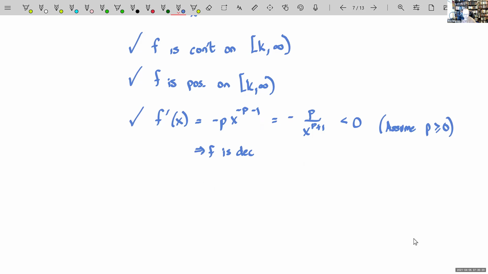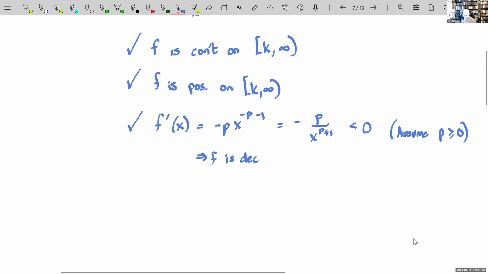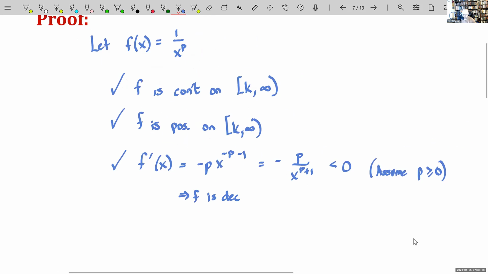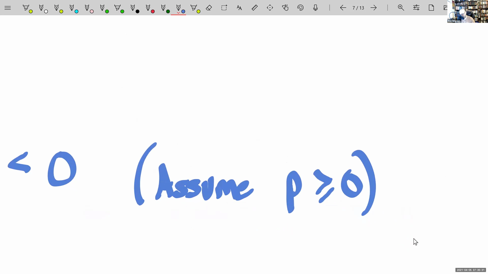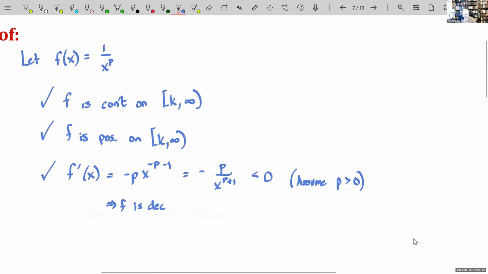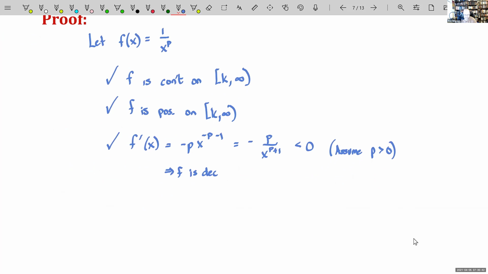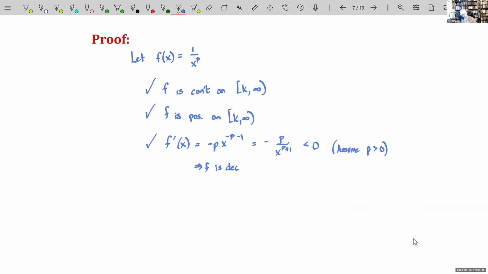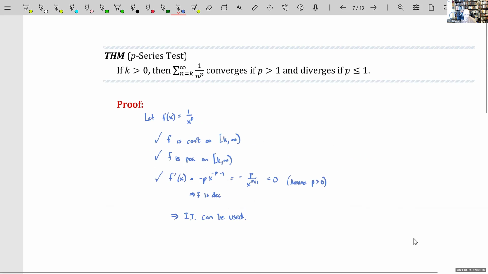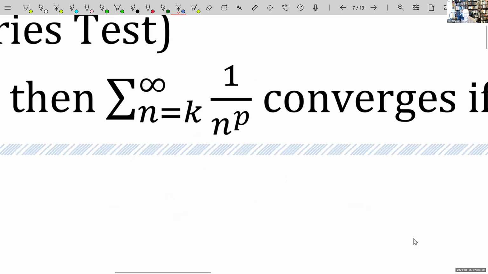We could talk about that in a moment if you want to, but it's not that big of a deal. In fact, I should probably assume that p is strictly greater than 0, because if it's equal to 0, then you have 1 over x to the 0th, which is 1, and the derivative of that would always be 0. So anyhow, we now can use the integral test to determine the convergence or divergence of this series.